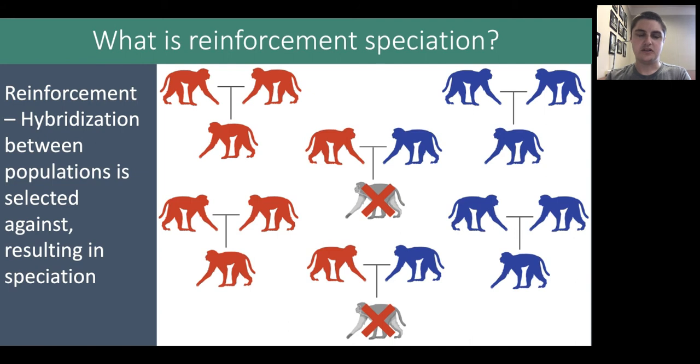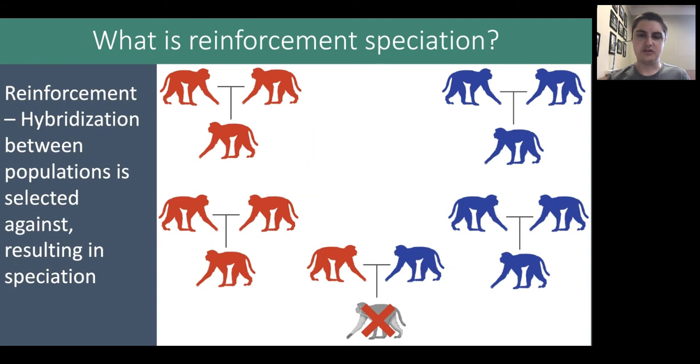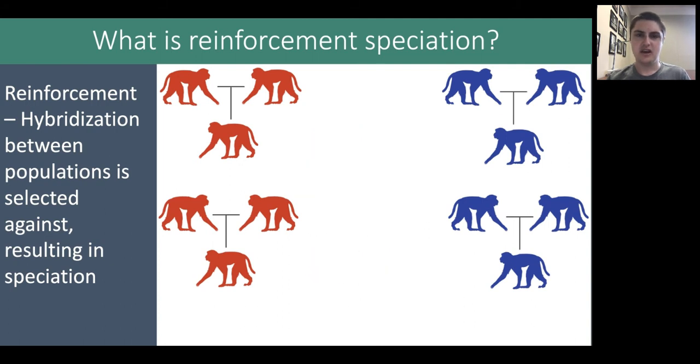So I have an animation to illustrate this where we might have populations of red and blue monkeys that border each other. Because of this, every once in a while they hybridize and form these gray offspring in the middle here. But if these gray offspring have reduced fitness compared to the parental populations, then we expect that hybridization would be selected against, and that would reduce the amount of hybrid crosses until eventually these populations cross only within themselves, solidifying them as distinct species.